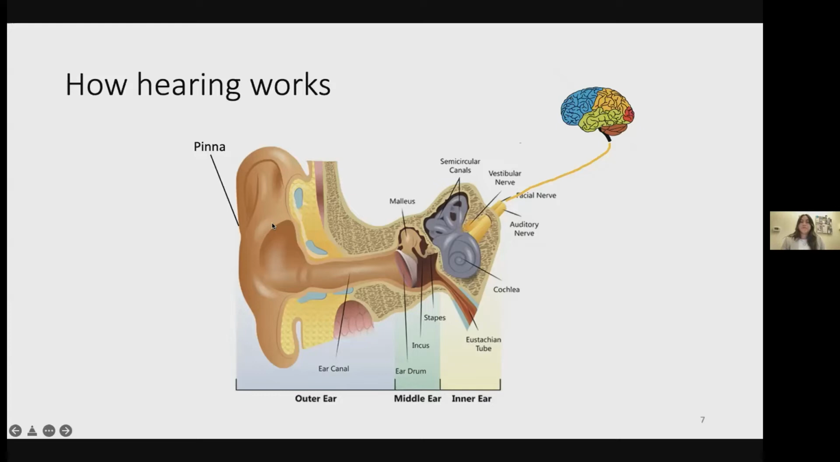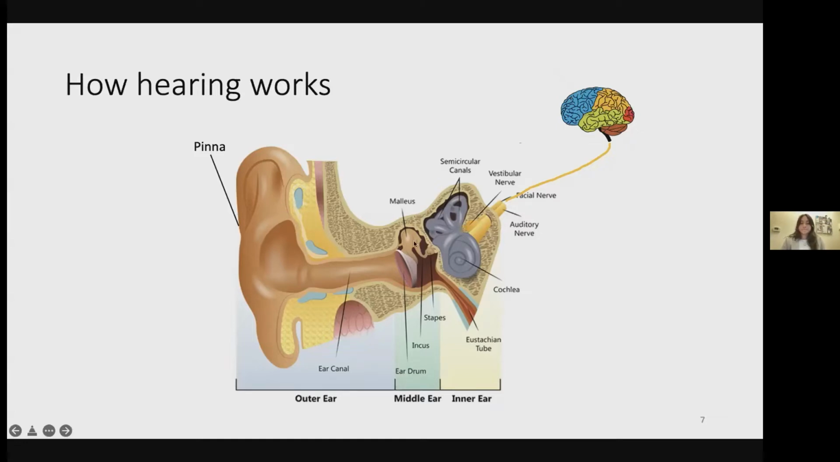So we'll start with the outer ear here. The outer ear is the part of the ear that sticks out from the head. That protruding part is referred to as the pinna. And the outer ear also includes the ear canal here. The pinna acts as a funnel that collects sounds from the environment, funnels it down into the ear canal to the middle ear.